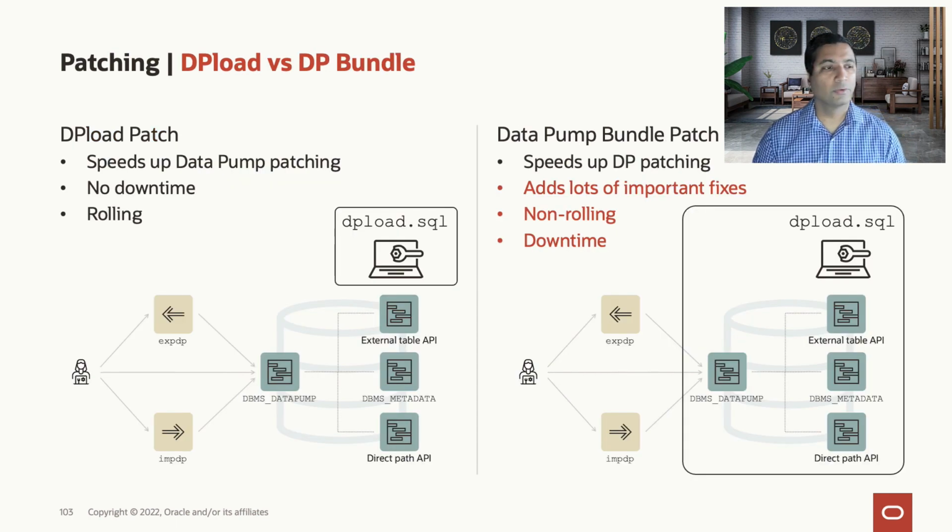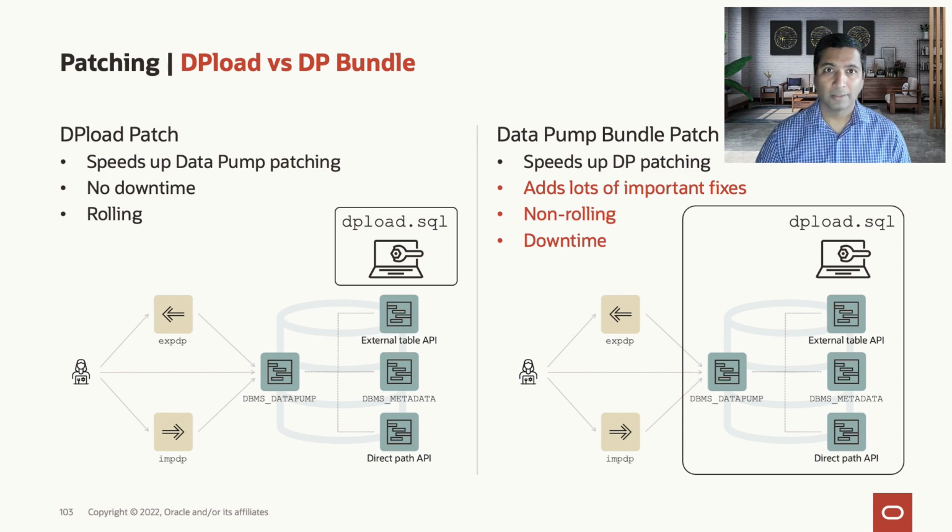This slide shows the distinction between what we call a dpload patch, as well as what a Data Pump bundle patch is. The dpload patch is basically the patching infrastructure change that we have done to improve the patching performance and make it more reliable. It does not require any downtime to install, and it can be installed into an Oracle home, into a running system, without needing any downtime. This also is RAC rolling, meaning on a RAC-enabled environment, we can apply this without needing any additional downtime.